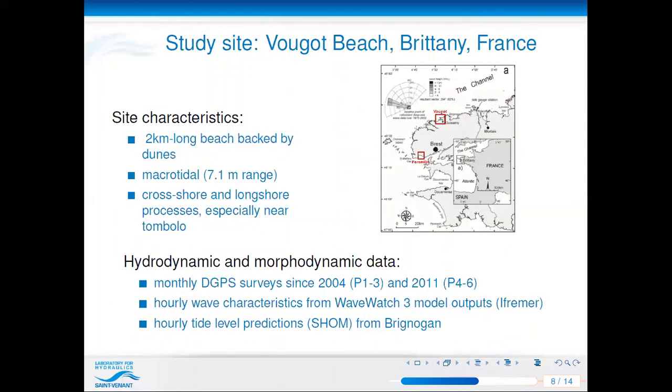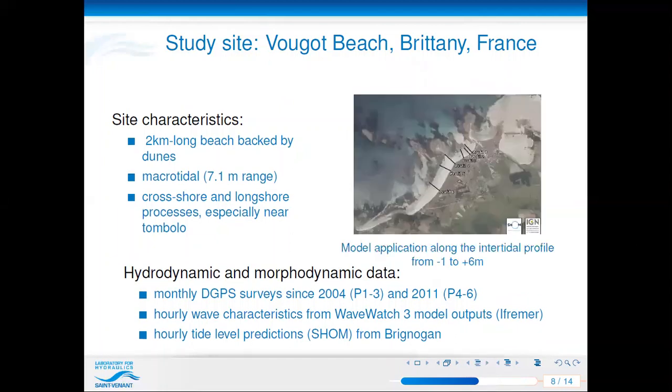So if we move on to looking at our particular study site, we're working on the beach called Vougot. That's on the northwest coast of France, in Brittany. It's located here. It's a 2-kilometer long beach backed by dunes. It's a macrotidal beach that has over a 7-meter tide range, where both cross-shore and longshore processes can be important, as you can even see by the observed offshore variability in the bathymetry.